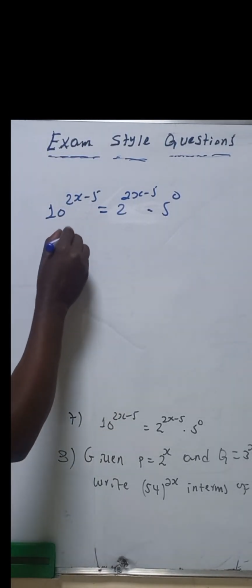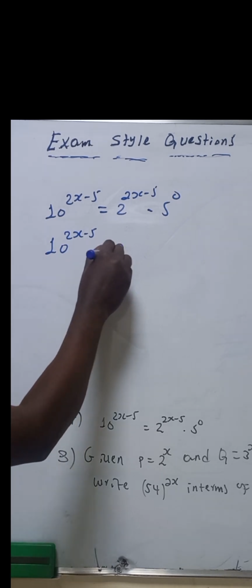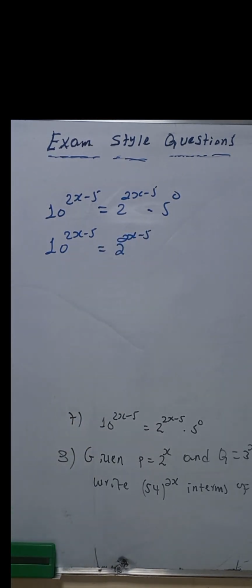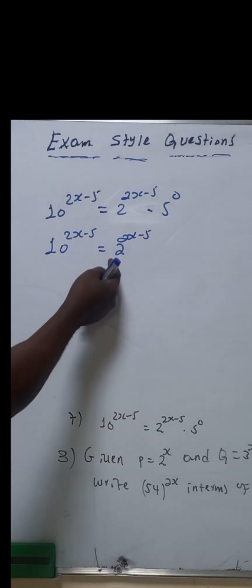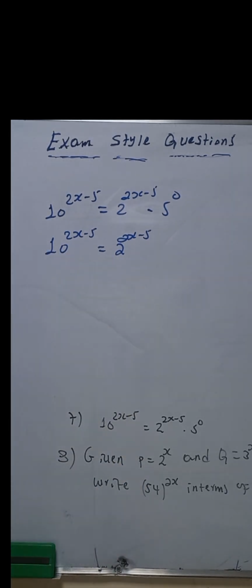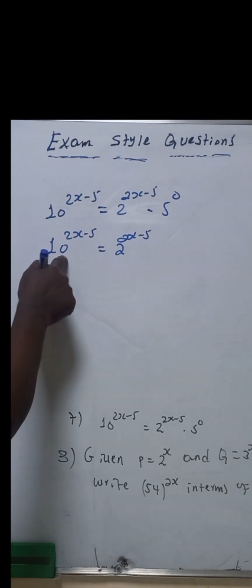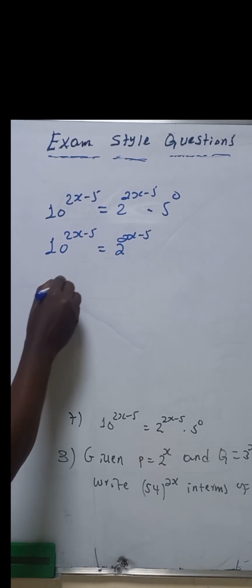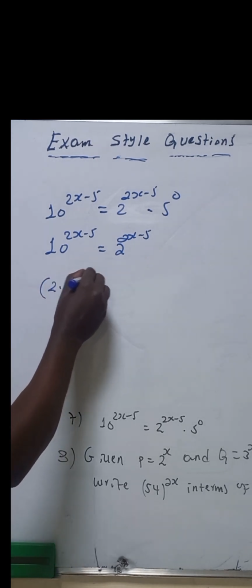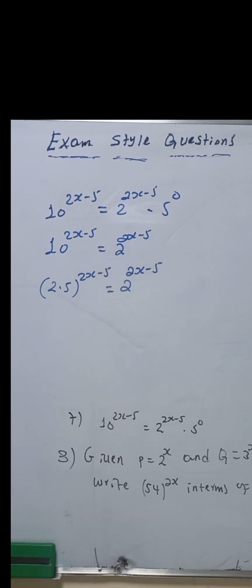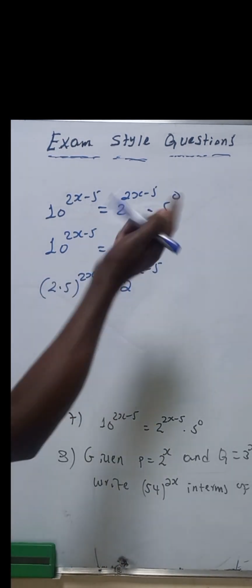Now you can write 2 to the power of 2x minus 5 is equal to the power of 2x minus 5. In this case they have the same exponent, but we couldn't just equalize the bases because the bases are different numbers. So how could you describe 10 as a product of 2 and some other number? 10 is written as 2 times 5, to the power of 2x minus 5, which is equal to the power of 2x minus 5. You can write this way because 5 to the power of 0 is always 1, so 1 times this is 1 itself.